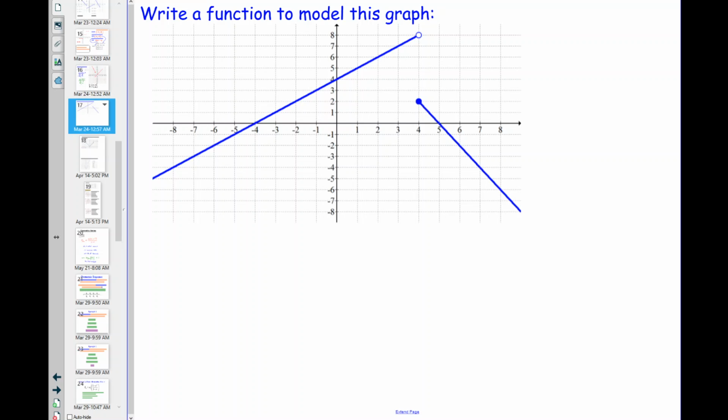Since I don't see any points written on the ends here, I'll assume that these are just arrows that got cut off. They don't give this function a name, but let's just call it f of x. How many pieces are there? Yes, Julian.